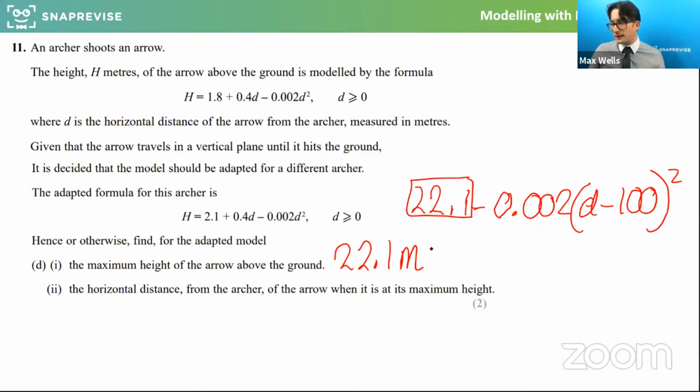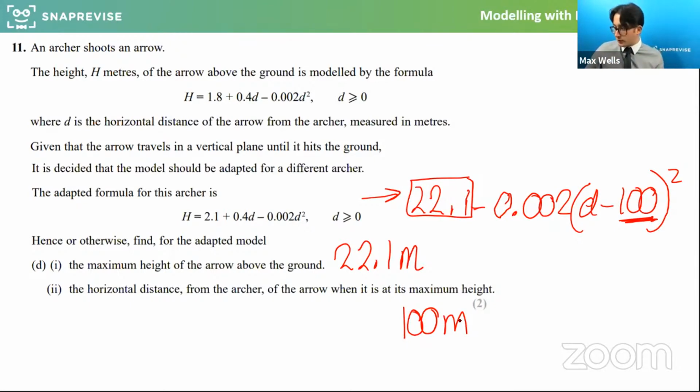Now, if you did complete the square and you got it wrong, but you referenced the correct bit of it in this, you would get error carried forward marks. And then it says the horizontal distance when it's at a maximum, that refers to this bit. So that would be at 100 meters.